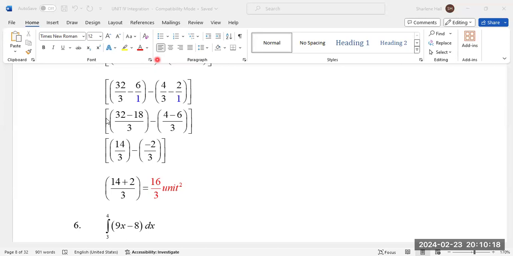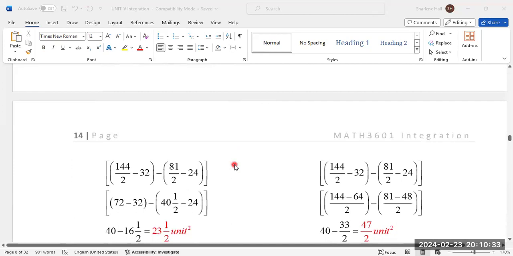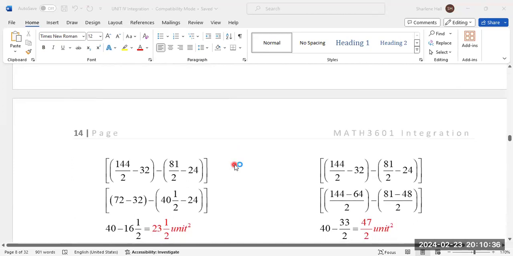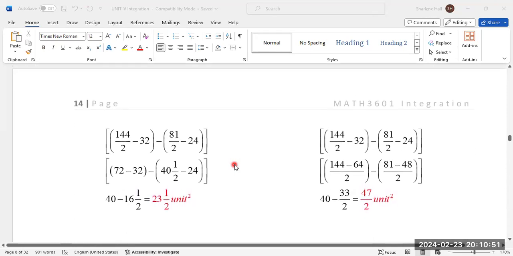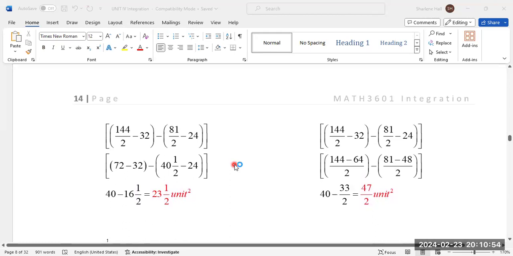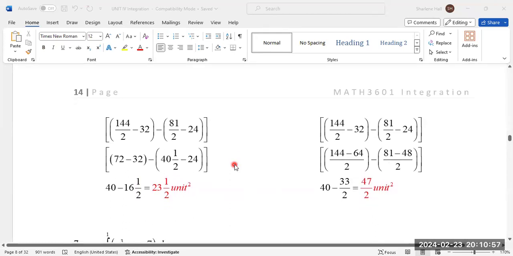Finish, sir. And what is that? 47 over 2 units square. That sounds correct. All right. How do you feel about it, Shamari? Pretty good about it, sir.